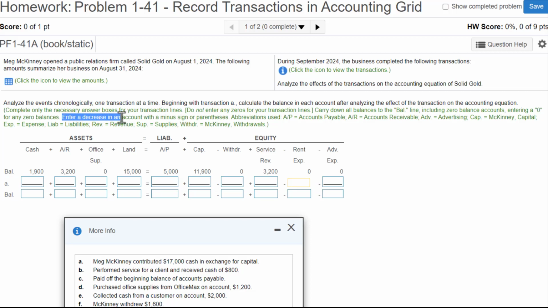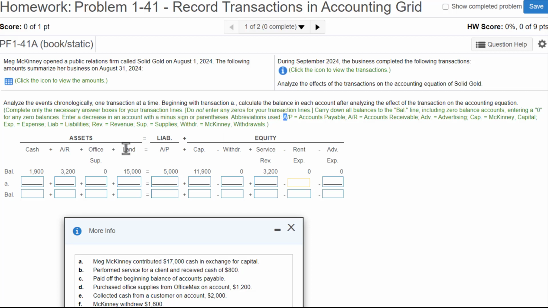It says enter a decrease in an account with a minus sign or parentheses. I highly recommend you do a minus sign instead of parentheses. A minus sign takes 1 keystroke. Parentheses takes 4 keystrokes. Shift open parentheses, shift close parentheses. So you're more likely to make a mistake with the parentheses.